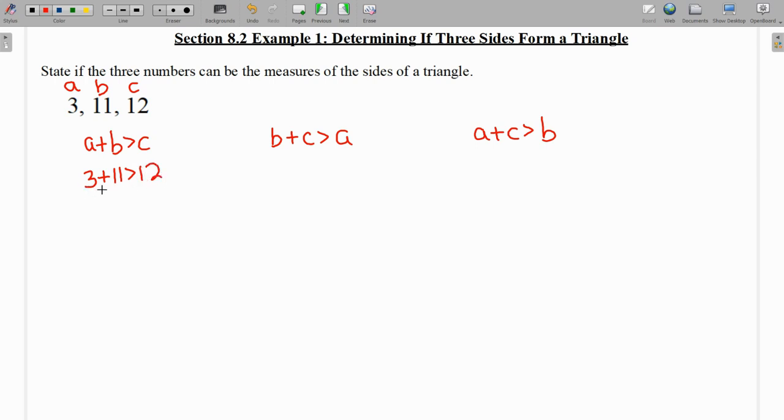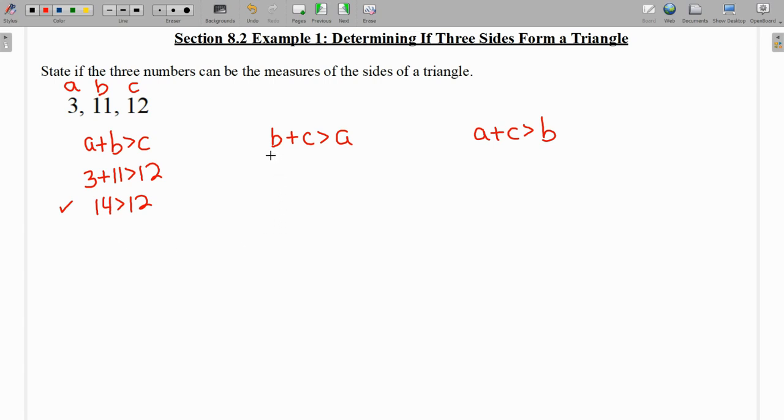Then I'm going to sum up these numbers here. 3 plus 11, that's going to give me 14 greater than 12. And then we evaluate that inequality to make sure that it's a true statement. In this case, it is, so this one actually checks out.